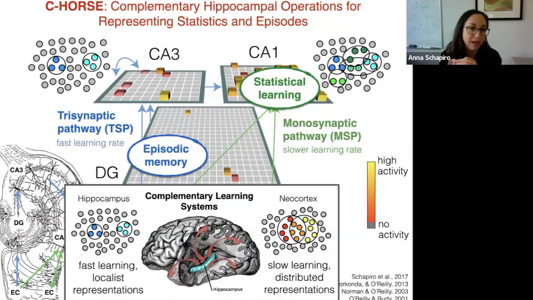So the claim is that there's a microcosm of the broader complementary learning systems dynamic playing out within the hippocampus, where the trisynaptic pathway is handling that fast learning on pattern separated representations, and then CA1 is like a little piece of neocortex sitting in the hippocampus that's doing the slower learning, building up these distributed representations that are going to allow you to see how things are related across experiences.